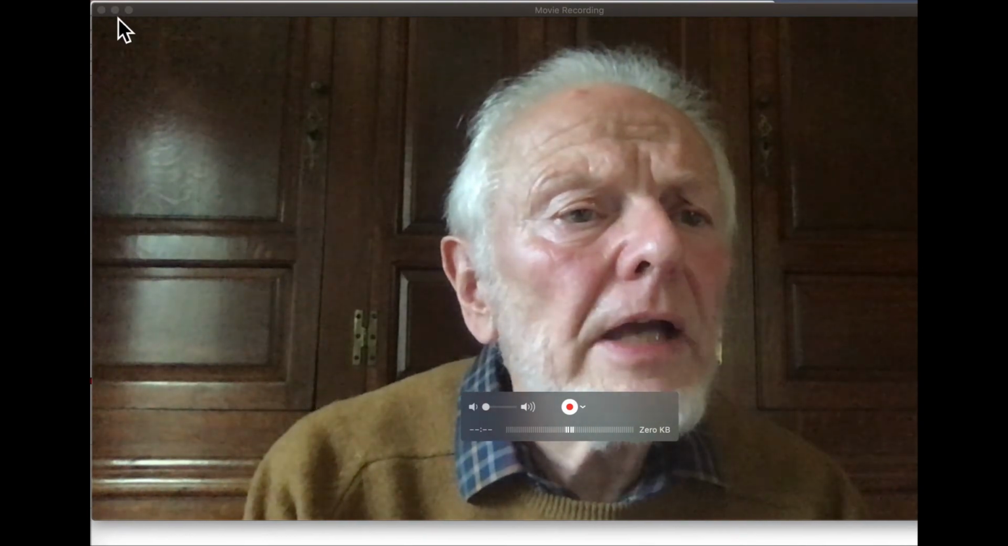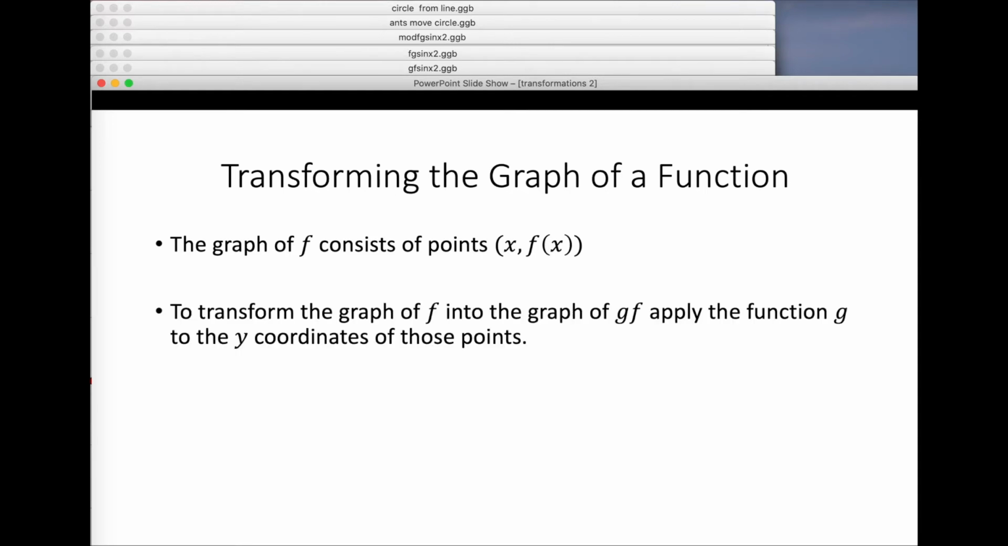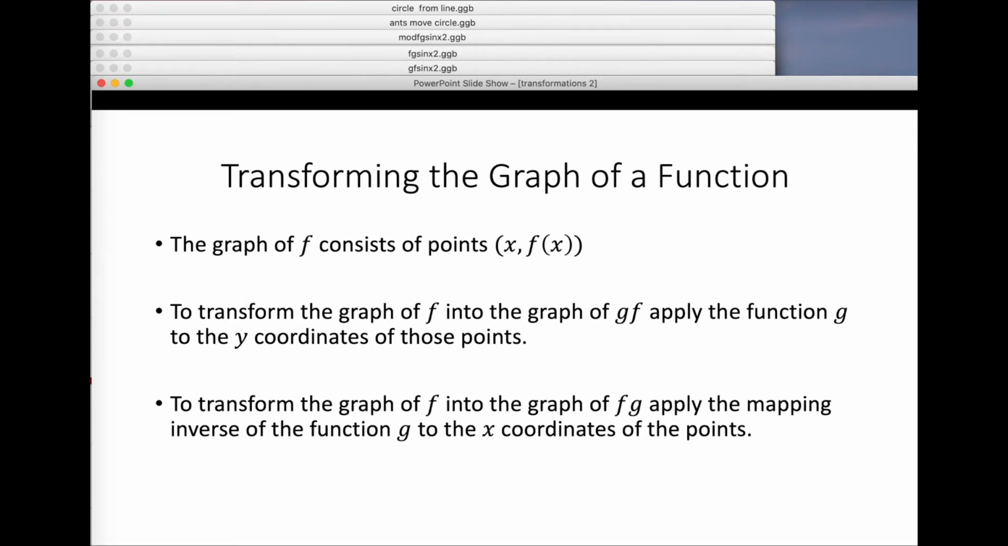So let's get going. Last time I finished with a slide that started by reminding us that the graph is to be thought of as a set of points, x, f of x. And we concluded that to transform the graph of f into the graph of gf, where g is another function, we apply the function g to the y-coordinates of those points. To transform the graph of f into the graph of fg, we apply the mapping inverse of g to the x-coordinates of the points.